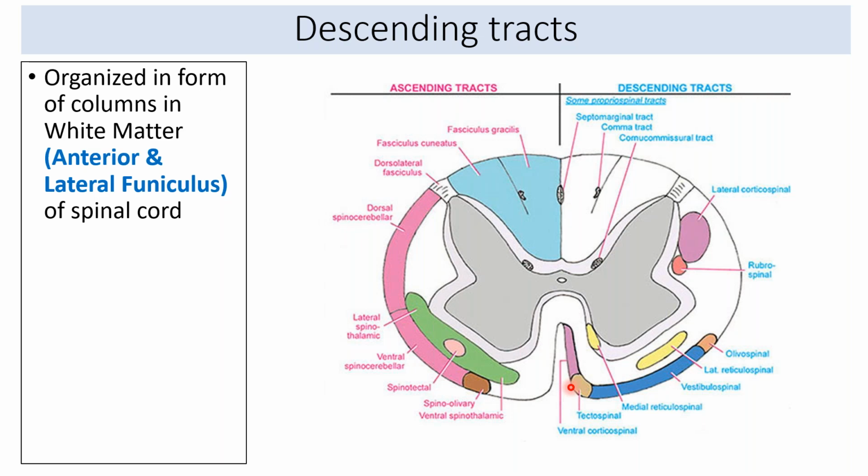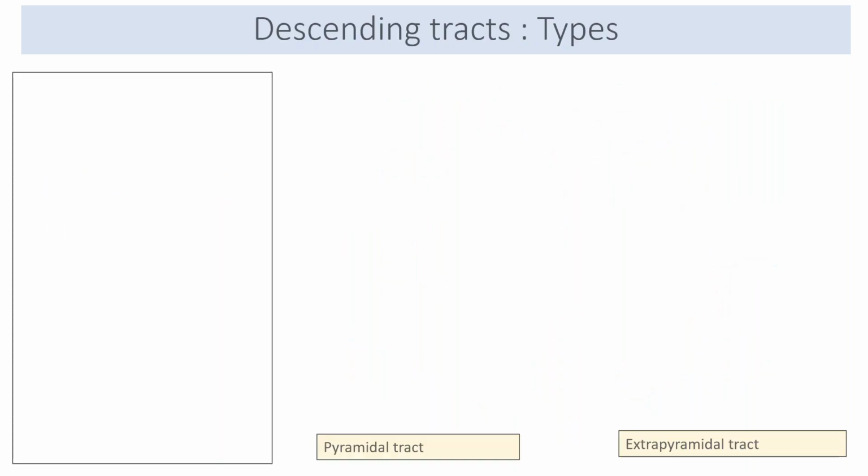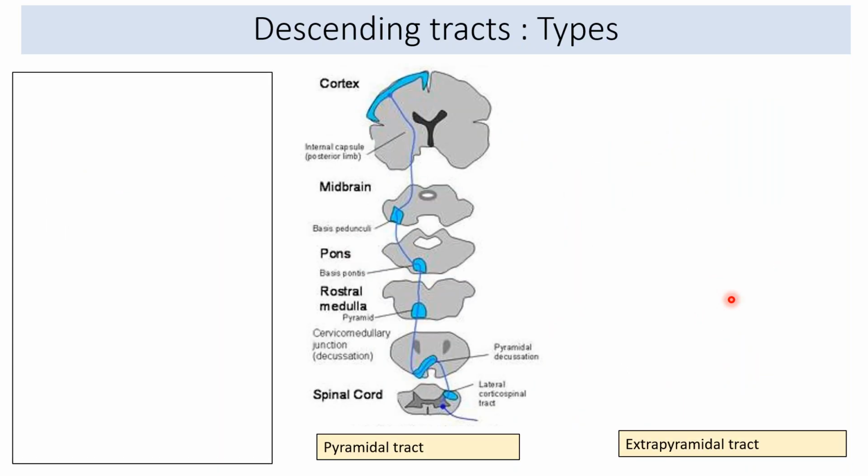These descending tracts are organized in form of columns in the white matter, as we had seen in the ascending tract, how they were arranged in the posterior funiculus, lateral and the anterior funiculus. Similarly, the descending tracts mainly are arranged in the anterior funiculus and the lateral funiculus. The two types of descending tracts are the pyramidal tract and the extrapyramidal tracts.